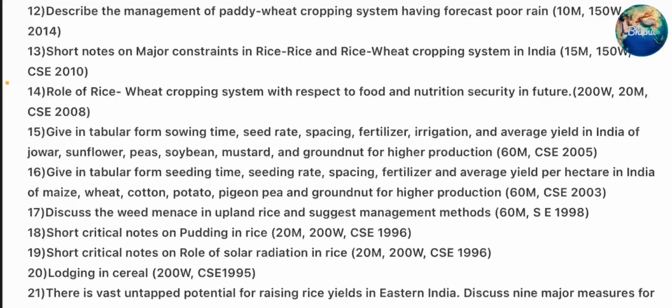Question 15. Give in tabular form showing time, seed rate, spacing, fertilizer, irrigation and average yield in India of jowar, sunflower, peas, soybean, mustard, groundnut for higher production. Question 16. Give in tabular form seeding time, seeding rate, spacing, fertilizer and average yield per hectare in India of maize, wheat, cotton, potato, PGNP and groundnut for higher production.